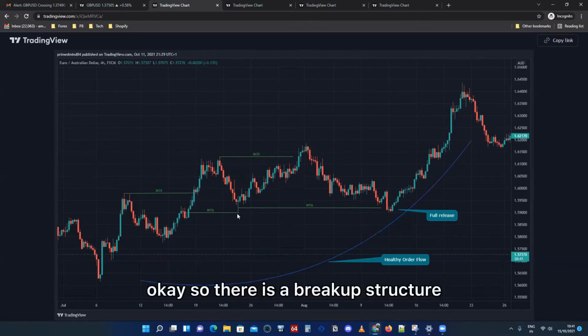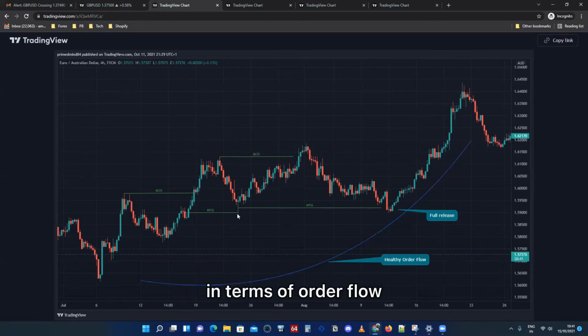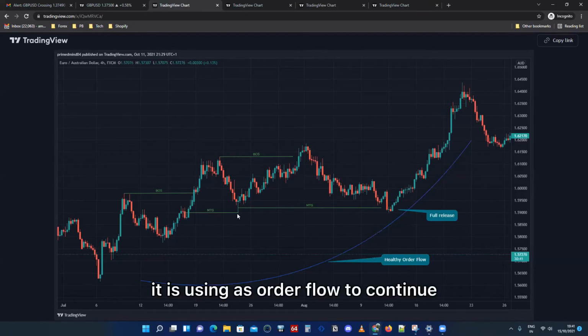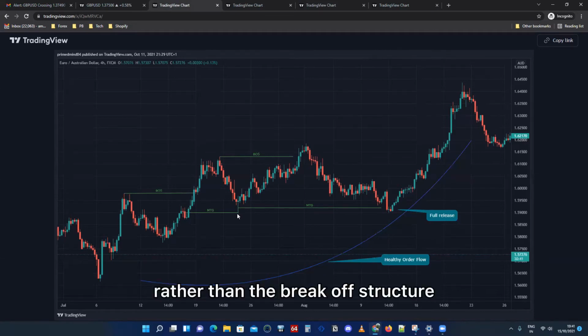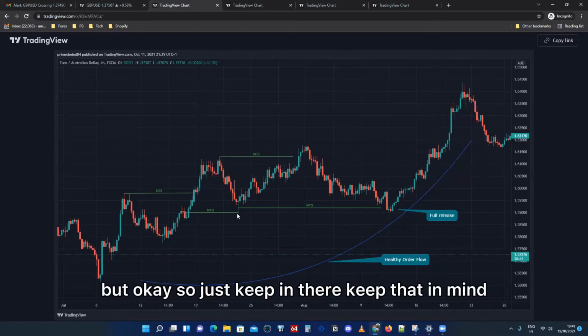Okay, so there is a break of structure violation and a point of mitigation violation. Mitigation always takes a higher weightage in terms of order flow, because it is used as order flow to continue, rather than the break of structure. So just keep that in mind.